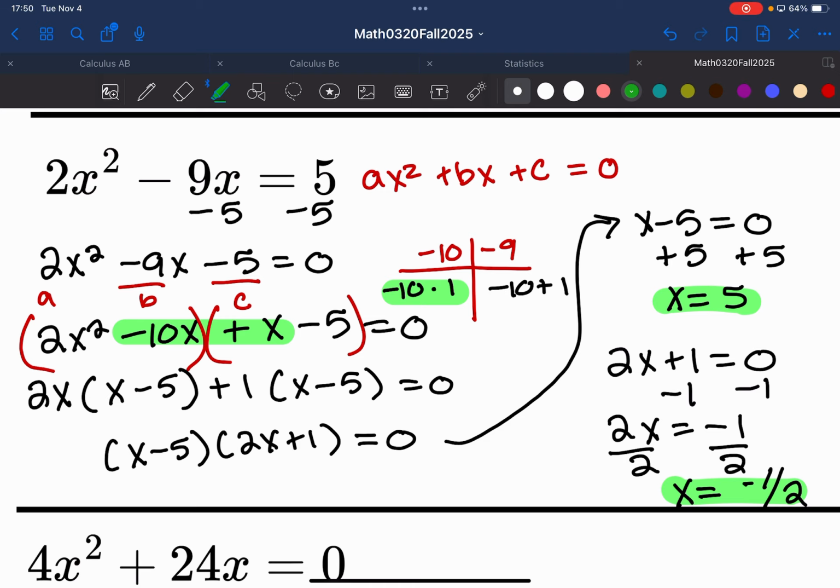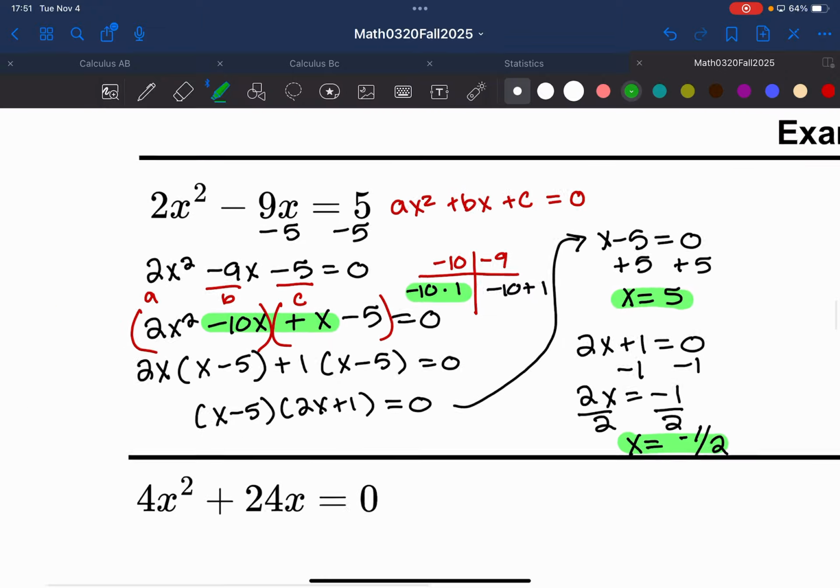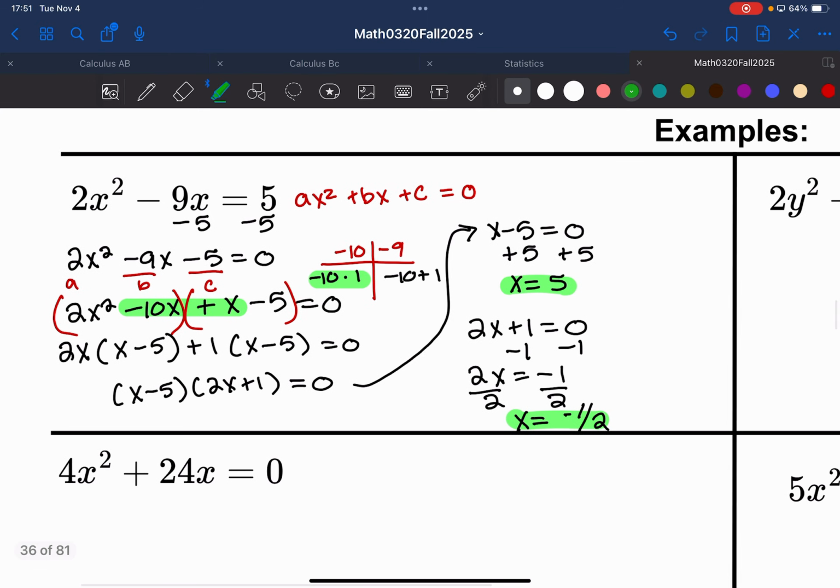Okay, so now we have combined the past couple notes into this one. And this was the end goal for this topic: can we take an equation, factor it, set it equal to 0, and solve? Okay. So let's look at the next one.